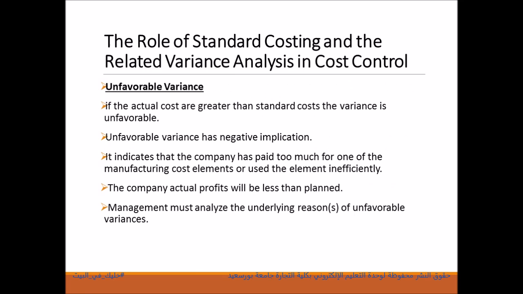If actual costs are greater than standard cost, the variance is unfavorable. Unfavorable variance has negative implications. It indicates that the company has paid too much for one of the manufacturing cost elements or used the element inefficiently. So it alerts the company that actual profits will be less than expected. That's why management need to analyze the underlying reasons of unfavorable variances and, in case of significant unfavorable variances, take corrective actions to avoid such variances in the future.